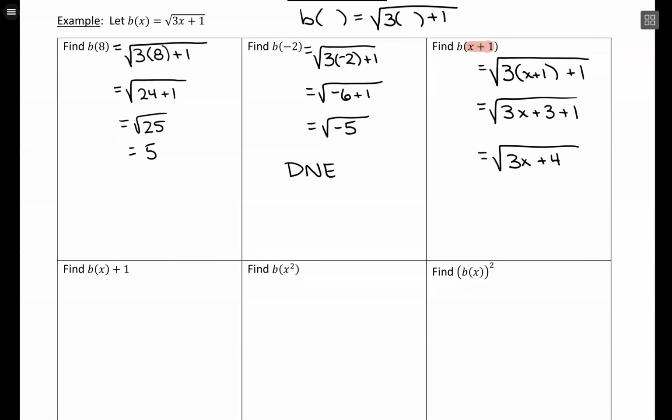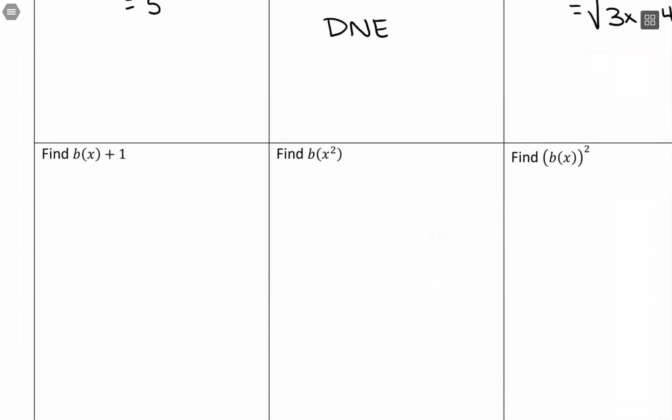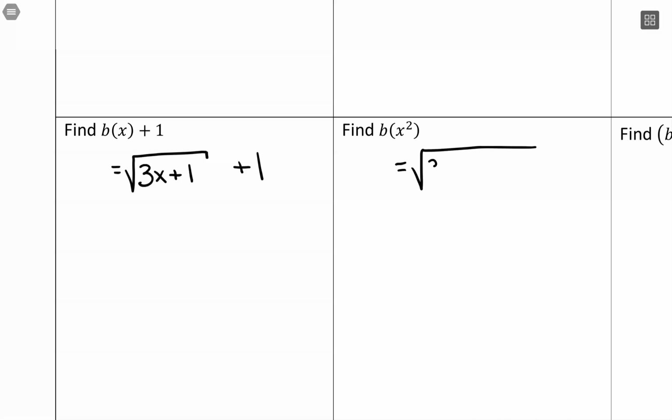If we have plus 1 on the outside of the function, so b of x and then plus 1, what that will look like is we'll just copy down b of x, which was the square root of 3x plus 1. And then with this plus 1 on the outside, we'll just put that on the outside, so it would go outside of the radical piece of our function. Plugging in x squared, we're going to have the square root of 3 times, and then in those parentheses we'll put x squared, and then we'll have a plus 1. So that's the same thing as the square root of 3x squared plus 1.